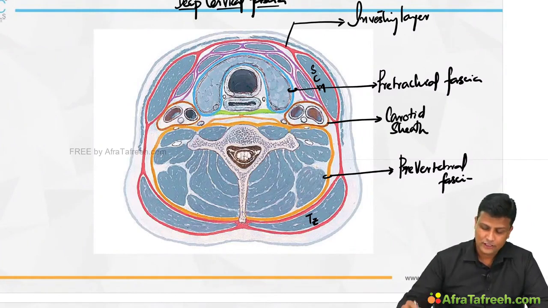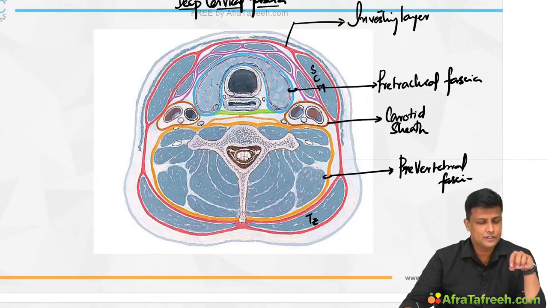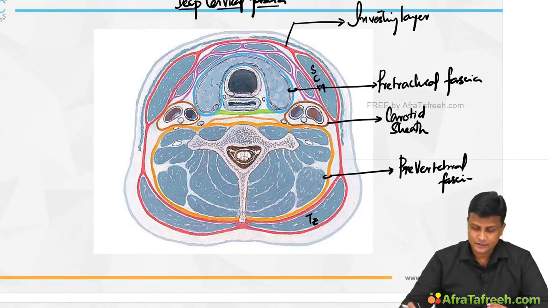So all these 4 things which I have written here will be the modifications of your deep cervical fascia only. One is the investing layer, the pretracheal, the prevertebral, and the carotid sheath. Apart from that, we'll also go into some more modifications, guys. First, let us learn about the carotid sheath.